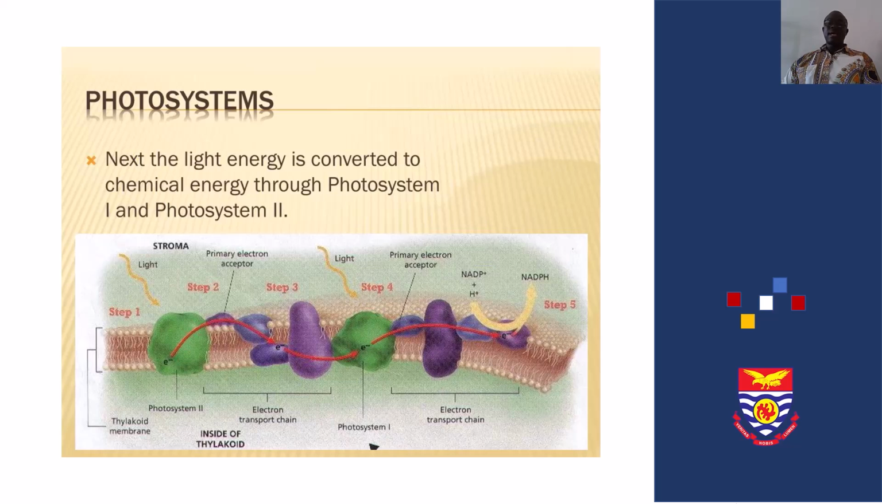Then light also hits through the thylakoid membrane in step 4. You have a primary electron acceptor moving the electron transport chain through to where you have NADP plus being reduced to NADPH, and that is step 5.